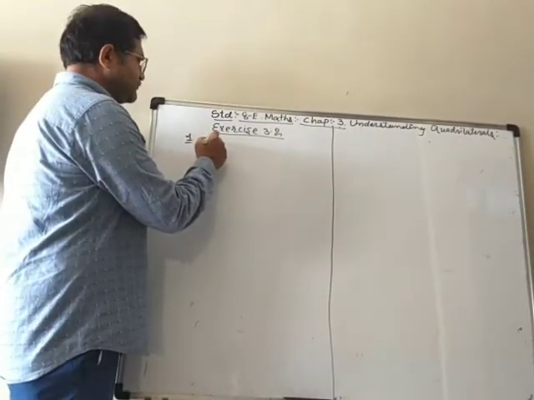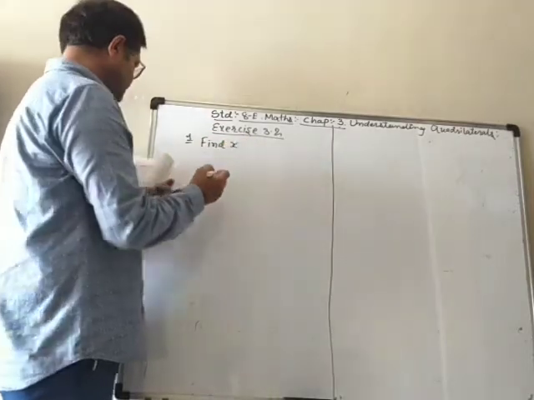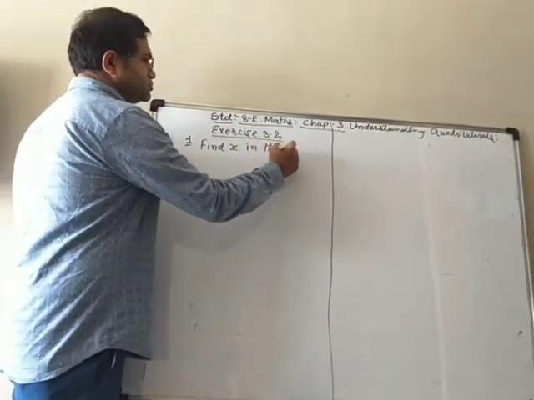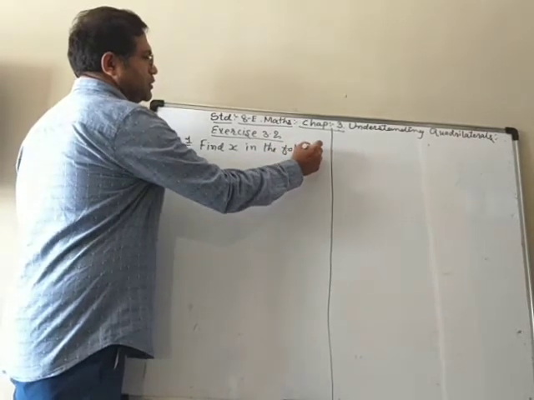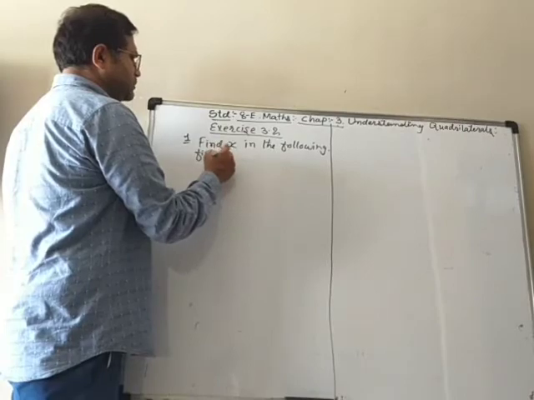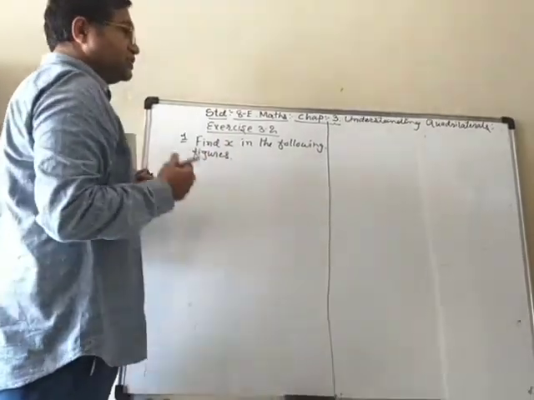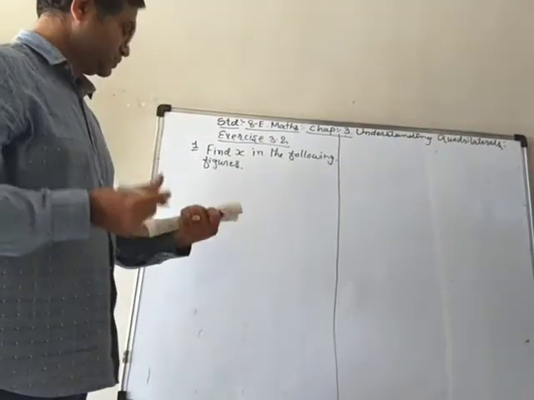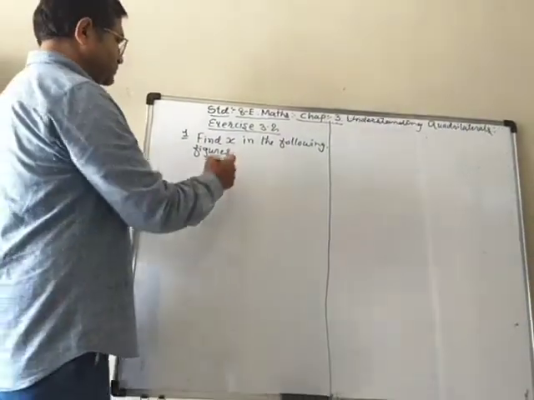Question 1 says, find x in the following figures. So one of the angles will be unknown, and using the properties that we learned, we have to find that answer.